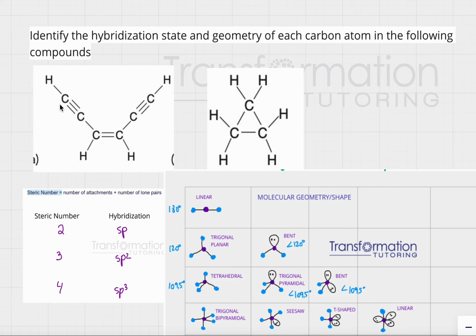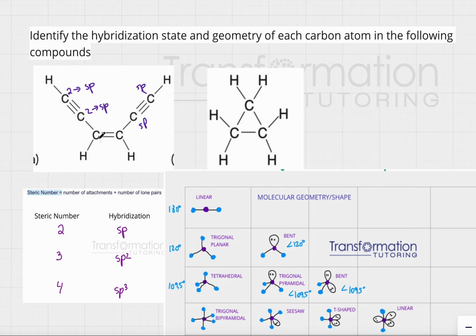All of these carbons have 4 bonds already. So this carbon, like we said, is connected to 2 atoms and it has 0 lone pairs. That means its steric number is 2. That means the hybridization for this one must be sp. Let's continue. This carbon is connected to 2 atoms, no lone pairs, also sp. And you can see this molecule is symmetrical, so on the other side we have the same sp, sp.